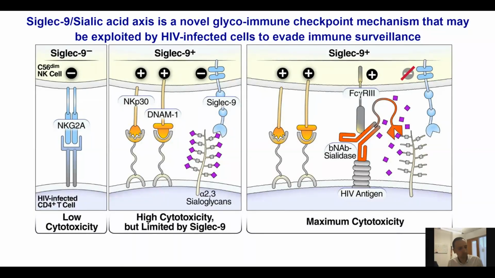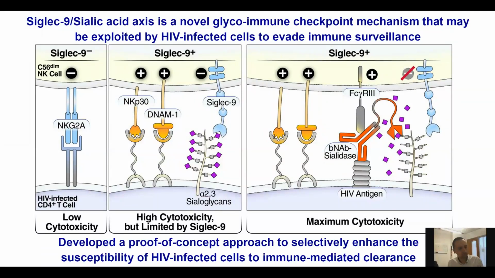So just to summarize this part, this is just a quick example of how studying glycobiology could allow us to identify a novel glyco-immune checkpoint mechanism that may be exploited by HIV-infected cells to evade immune surveillance, and how this information was actually useful and allowed us to develop a proof of concept approach to selectively enhance the susceptibility of HIV-infected cells to immune-mediated clearance by using these sialidase HIV-specific antibody conjugates, which we are now obviously advancing to animal studies.